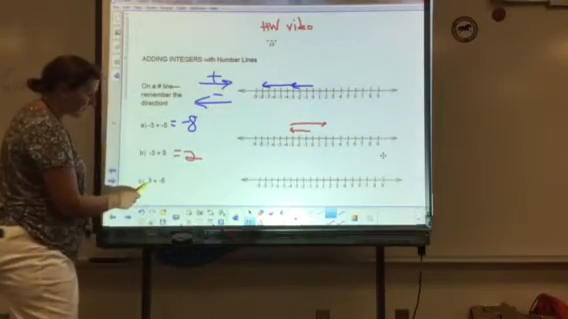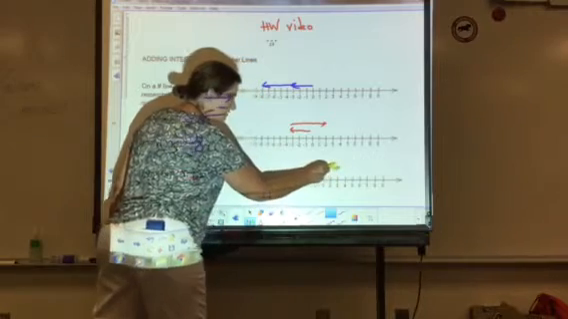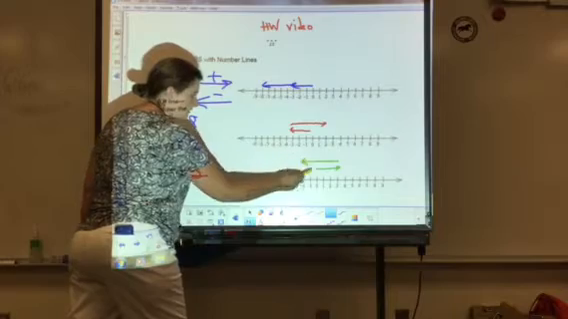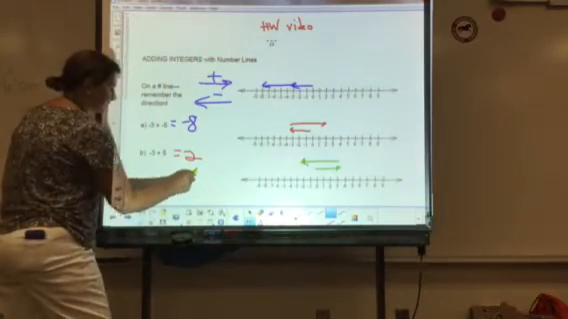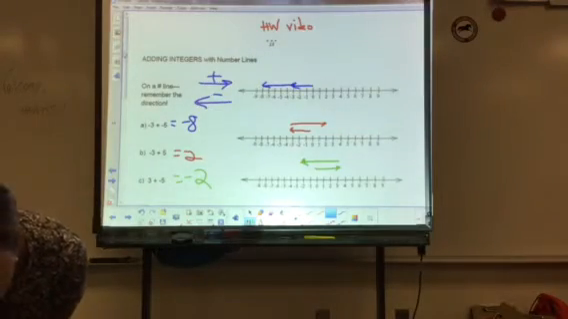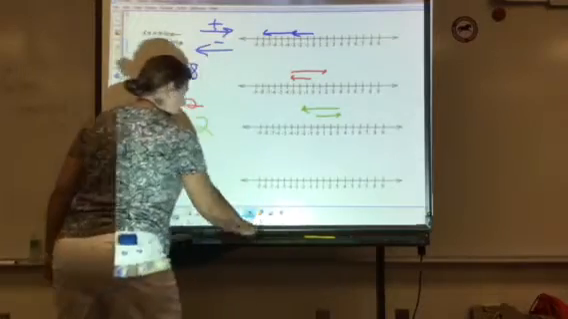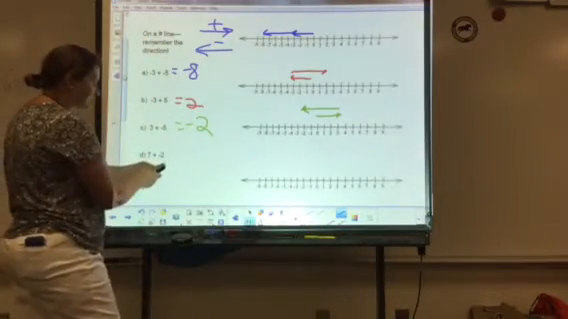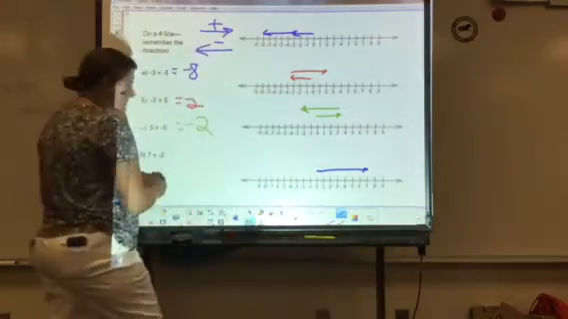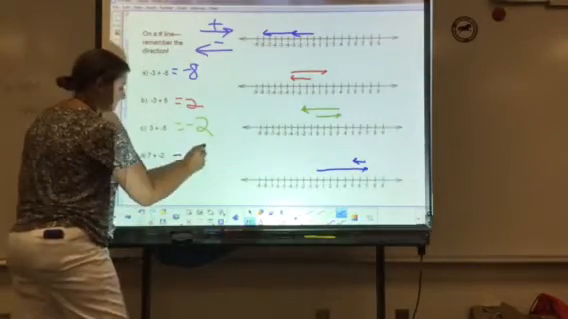What about +3 plus -5? I start at 0. I go out to +3. From there, I have to go 5 in the negative direction. 3 back to 0, and then 2 more. That lands me at -2. Next. 7 plus -2. So that means I go out to +7, and back down 2. That lands me at 5.